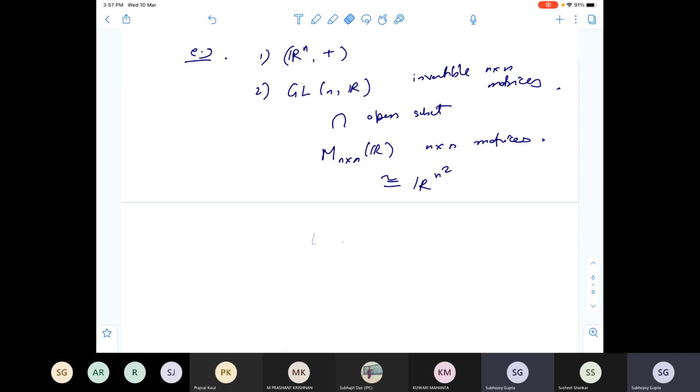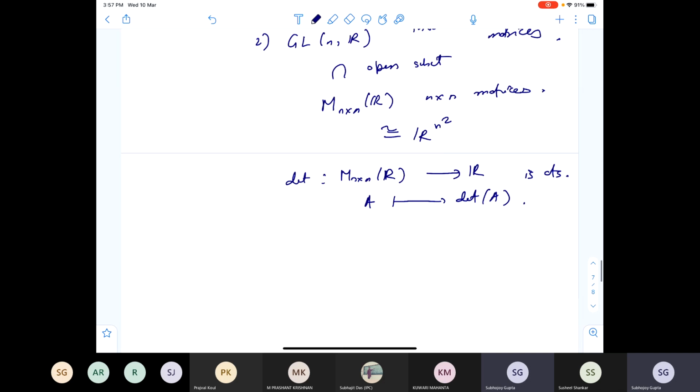Let me put it this way. So the determinant, which is defined from n cross n matrices to R, taking a matrix A to its determinant, is continuous. It's by definition a determinant, you know the expression of it. It only involves products and sums of these variables.